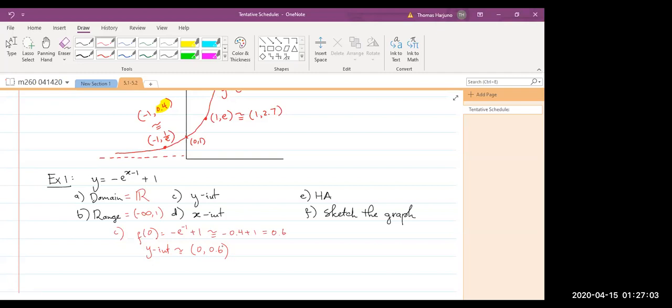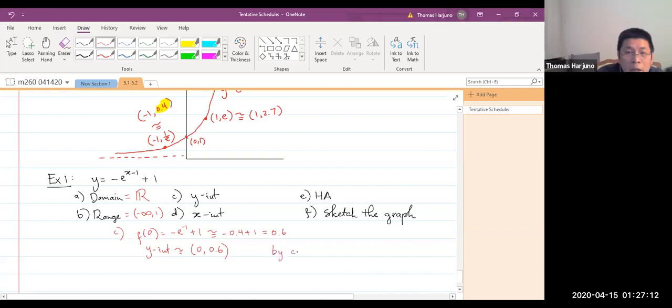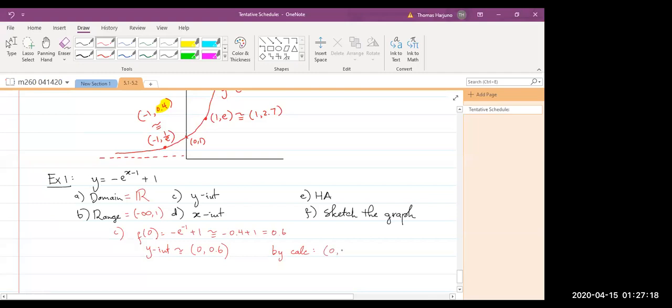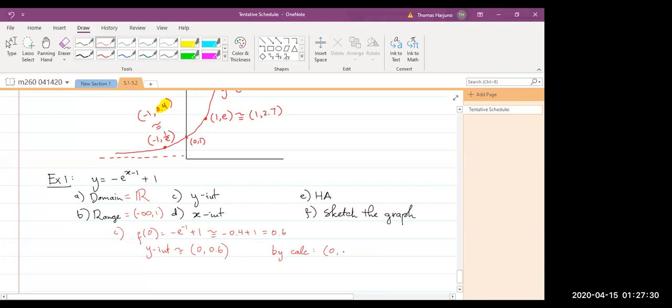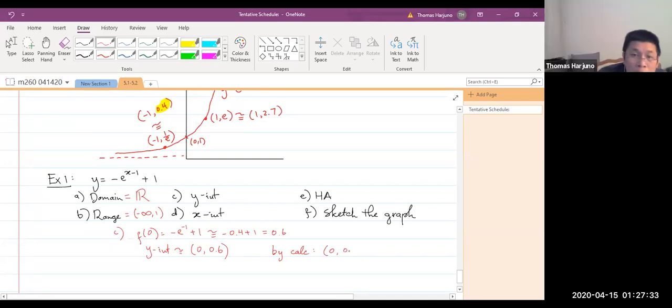Let's go. Here you go, my calculator. 0.36787, and then 1 minus that. So you will get 0.63212 if we round it to 5 decimal places. Just make sure you know how to use your calculator.